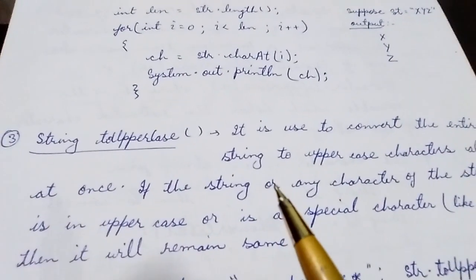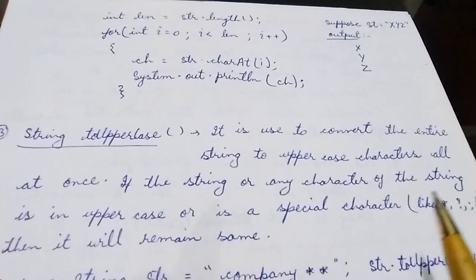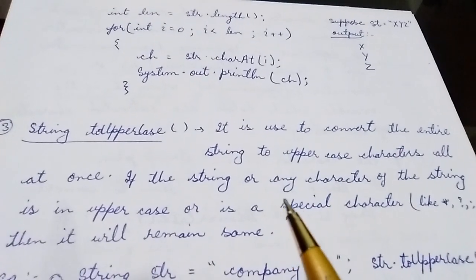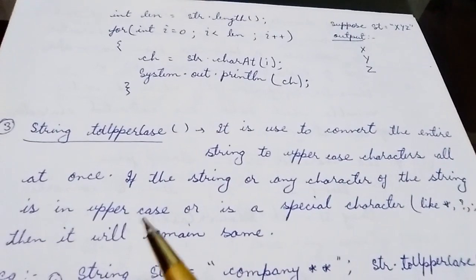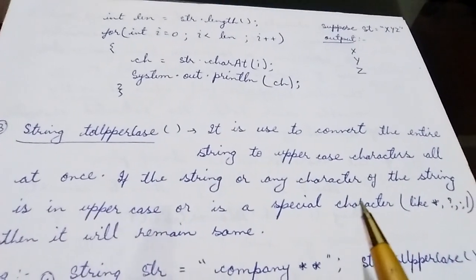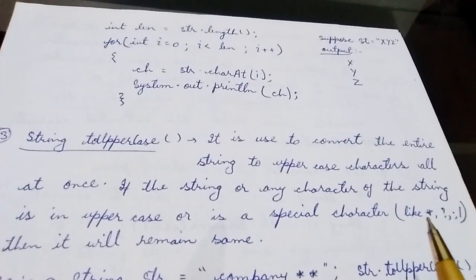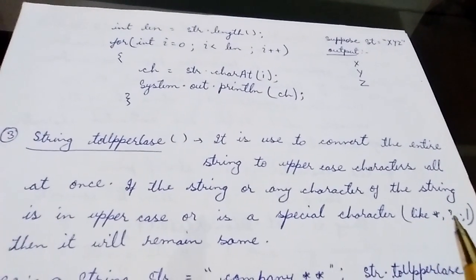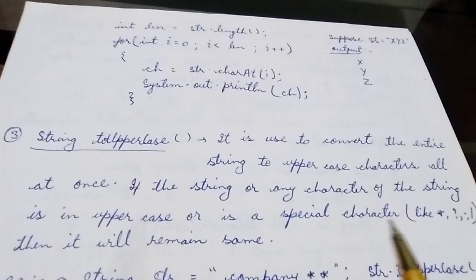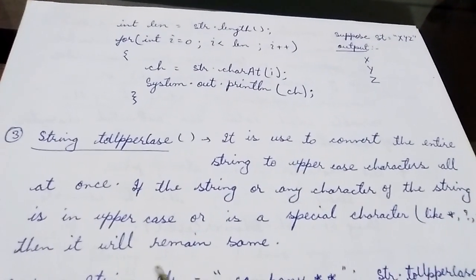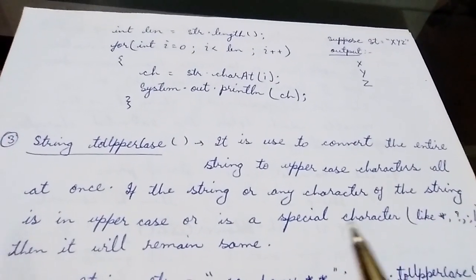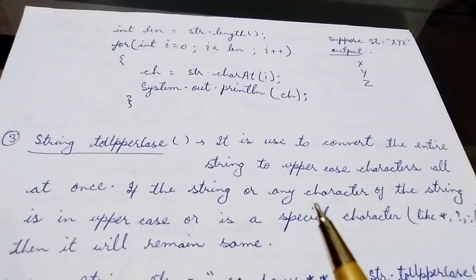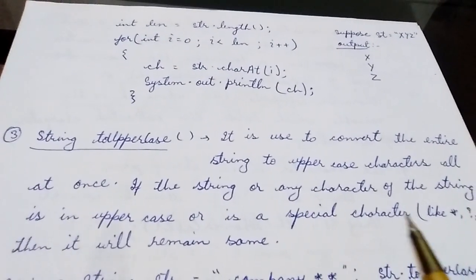Suppose in the string you have to convert, a few characters are already in uppercase, and some special characters are also used, like question mark, exclamation, asterisk, colon, dot. Any special character will remain as it is. It will not change to uppercase or lowercase. If a character is in uppercase, it will remain in uppercase only.